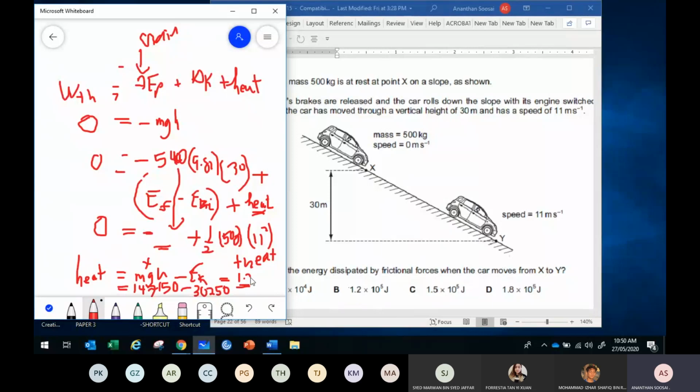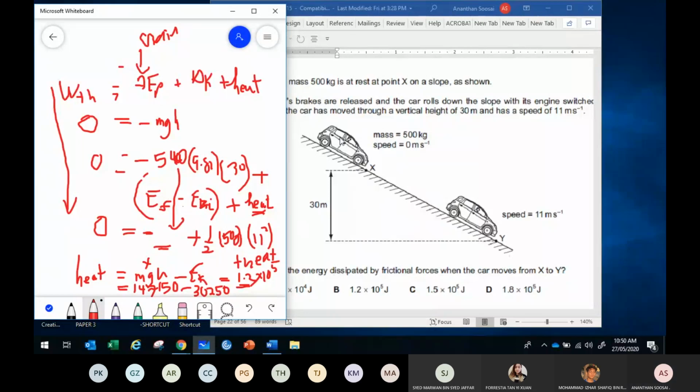So you get 1.2 times 10 to the power of 5. So B is the answer. But I hope you understand the flow. Always start with thrust, EP, Ek, heat. In this case, EP is negative because potential is dropping. Normally it goes up, but this case goes down. Kinetic energy is final minus initial. Initial is 0, final has a value, so kinetic energy gain is positive. We are looking for heat. So the answer is B.